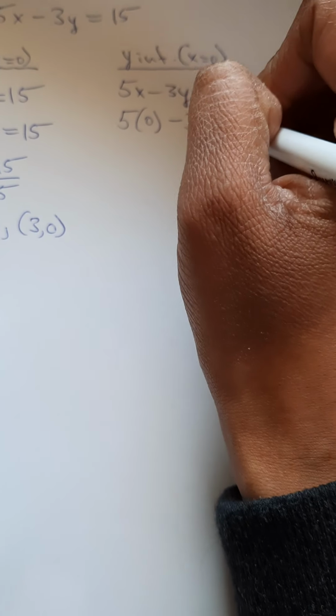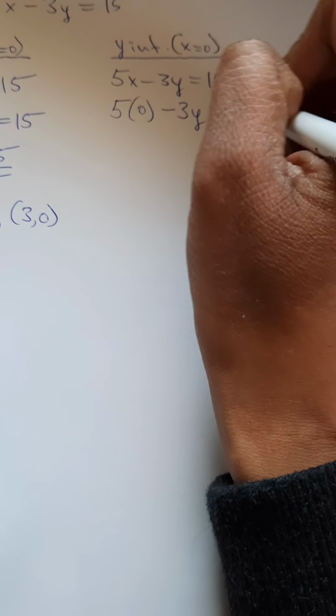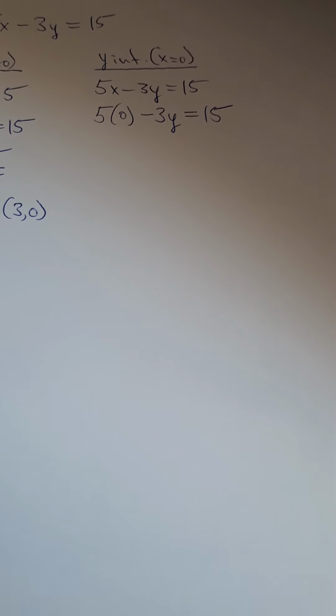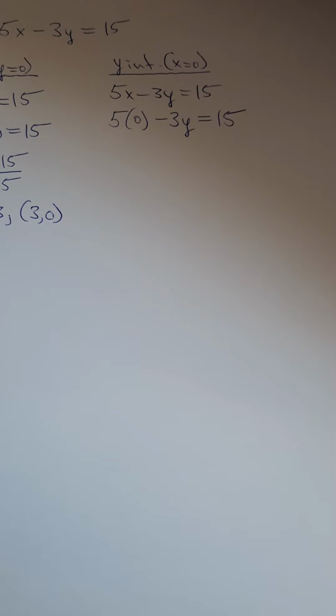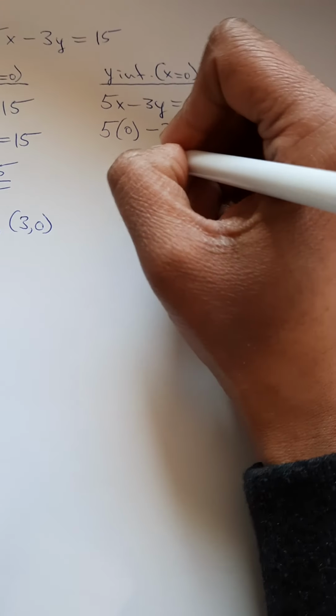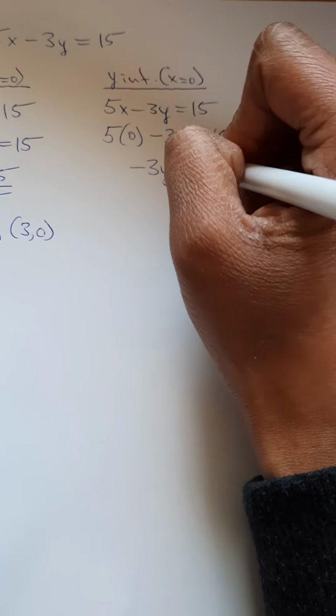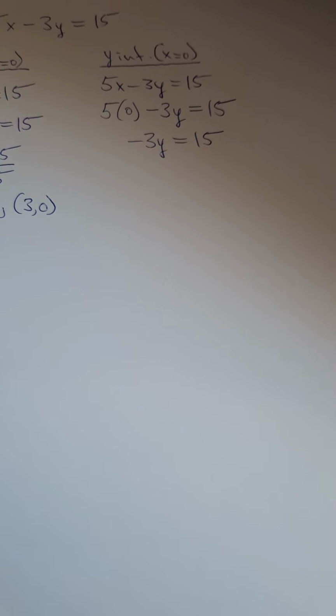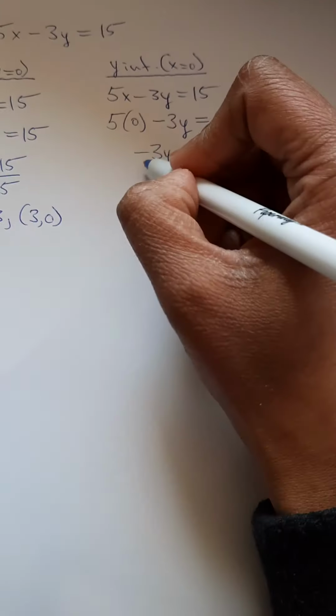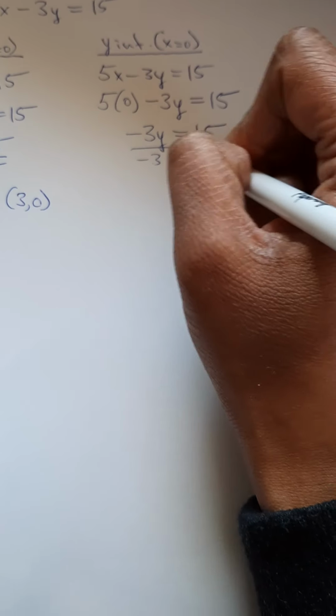So 5 times 0 minus 3y equals 15. Does everyone see that? 5 times 0 is just equal to 0, so I am left with negative 3y equals 15. When you divide on both sides, make sure you are dividing by negative 3.